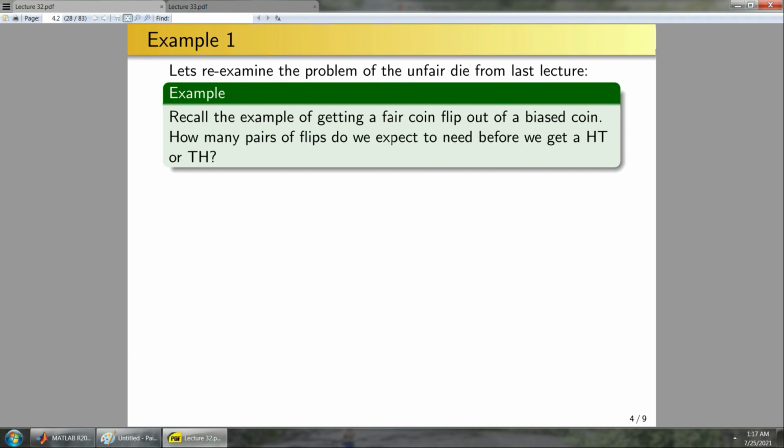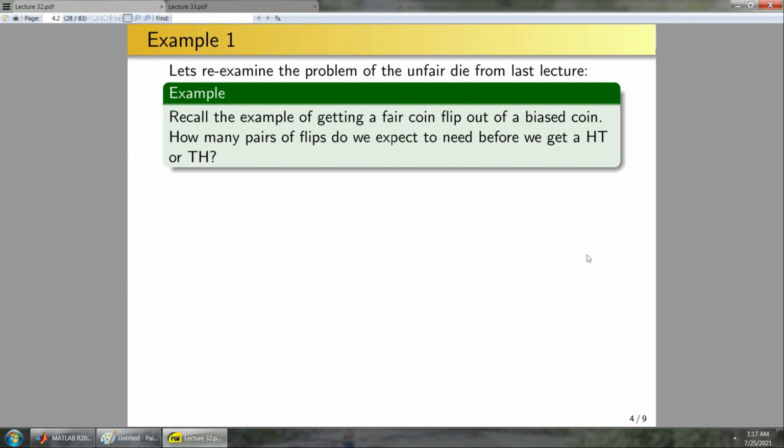Again, we can ask how many pairs of flips do we expect to need to do before we get a heads tails or a tails heads. So last time I had that really long drawn out way of evaluating this. Now I can do this much quicker using the linearity of expected value and indicator random variables.